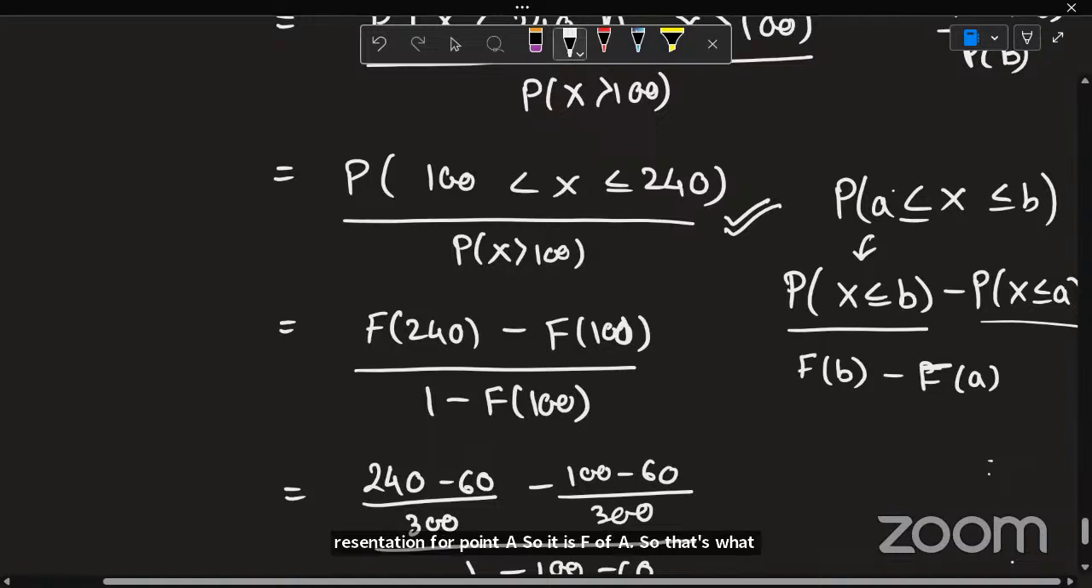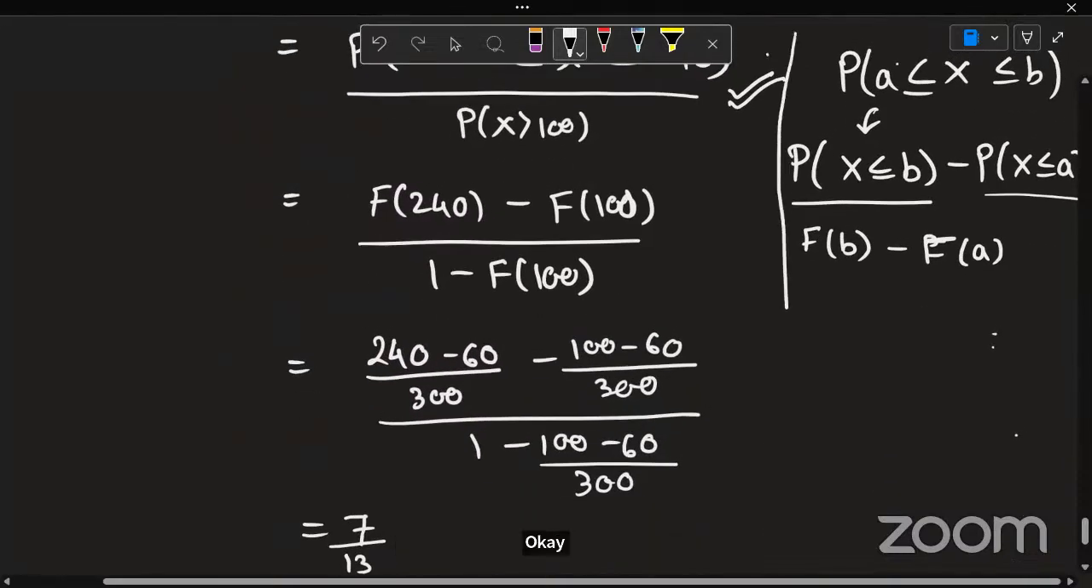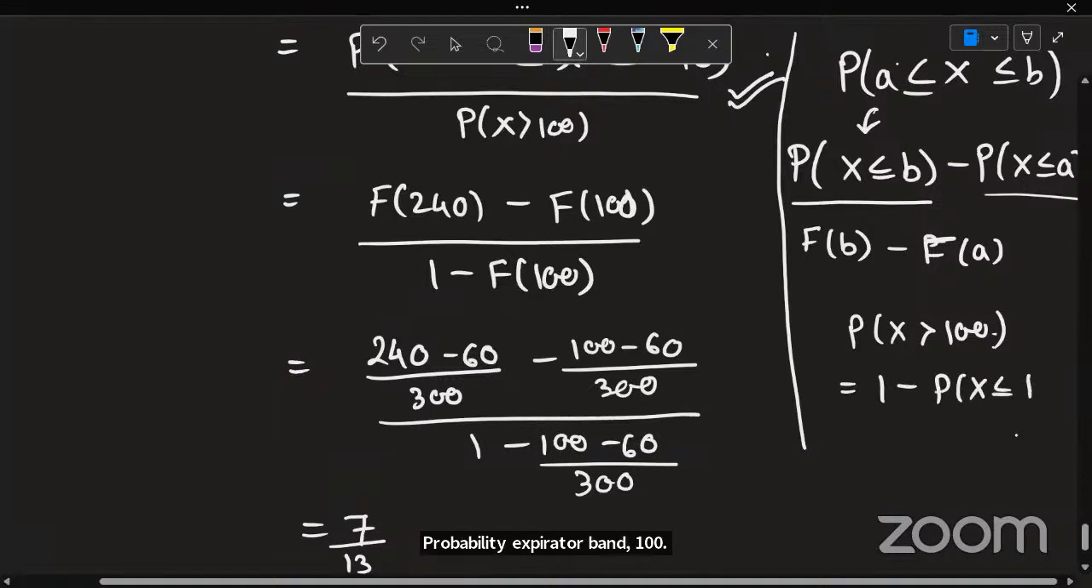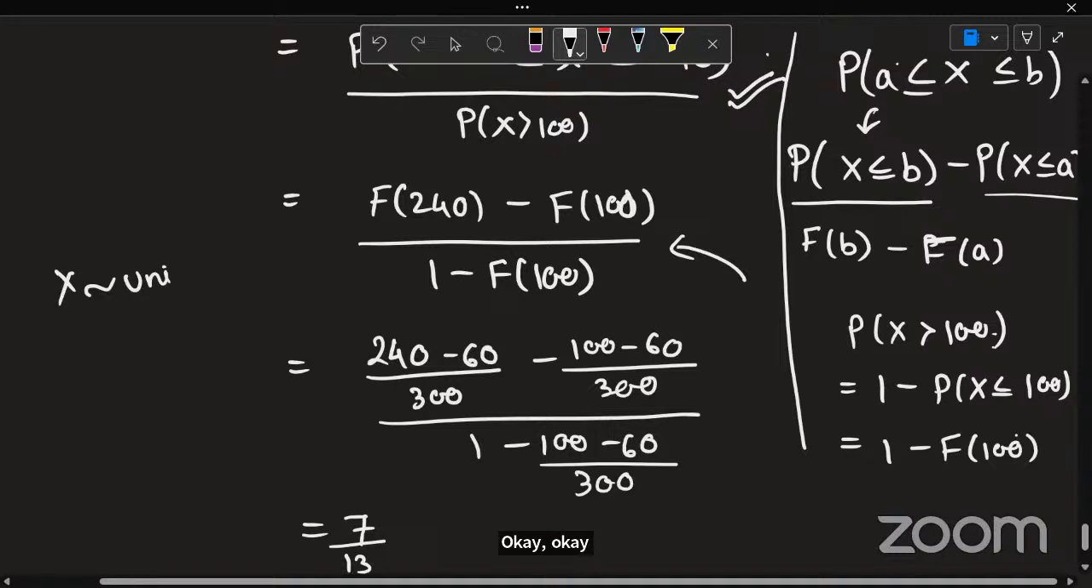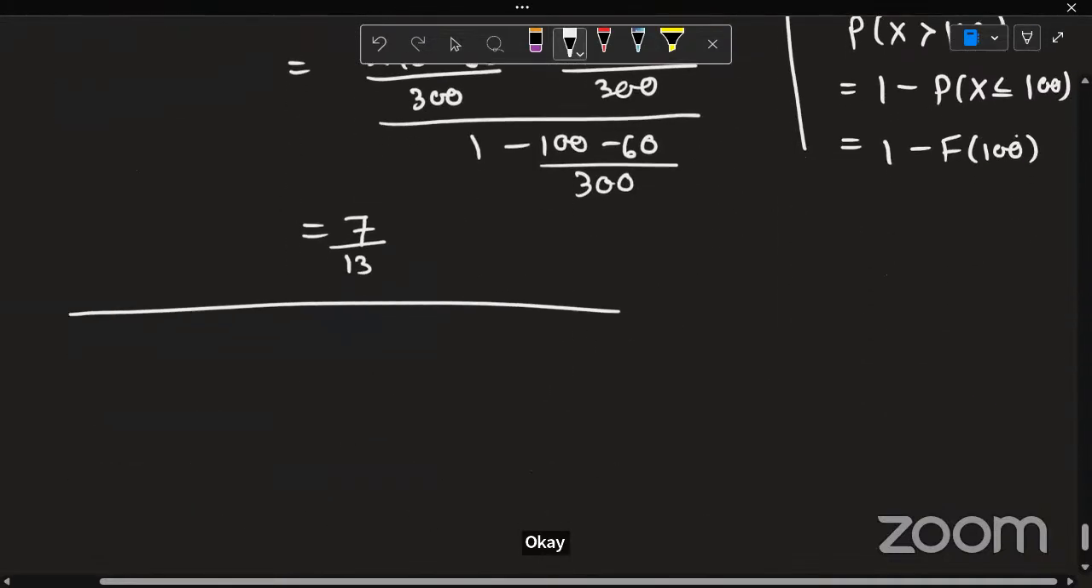And when it comes to the denominator part, it was probability of x is greater than 100. So I turned it into 1 minus probability x less or equal to 100. So what is this? This is nothing but 1 minus F of 100 again. Then we know that x is following some uniform distribution from 60 to 360. So I use the CDF formula here and then calculation. Fine, ma'am.